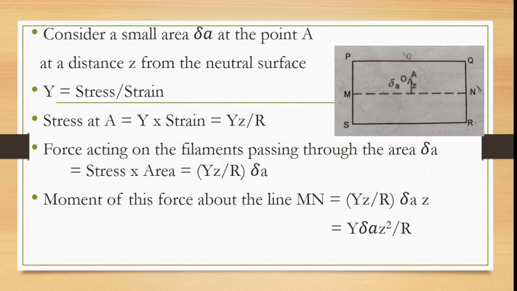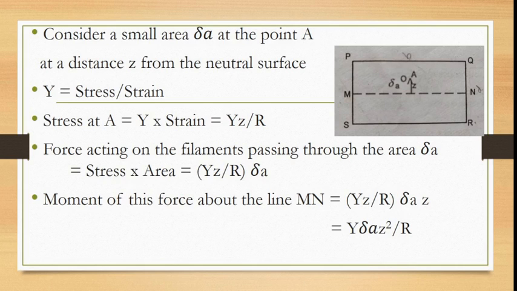Now what is the force acting on the filaments passing through this small area delta A? We know that stress is equal to force by area. So force is equal to stress into area. So stress we had calculated as YZ by R, and the area we had considered as delta A. That is a small area at the point capital A, that is delta A. So we had calculated the force acting on the filaments in the given area delta A as YZ by R into delta A.